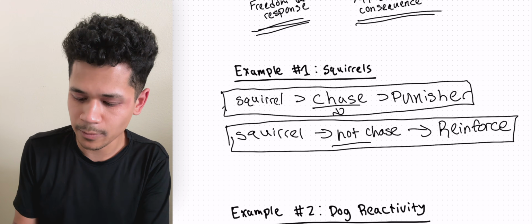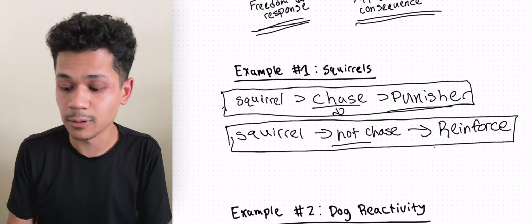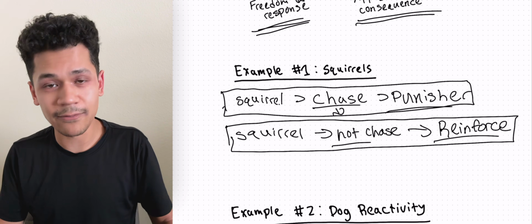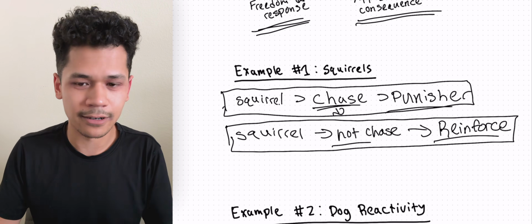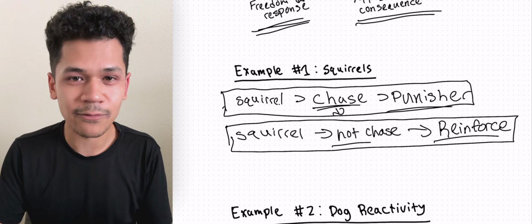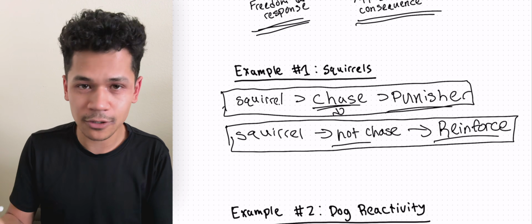The mistake a lot of people make is they don't actually punish the behavior, or they don't actually reinforce the proper behavior afterwards, or they don't completely eliminate the chasing, and so on and so on, okay? But this isn't a video about how to fix squirrel reactivity. That'll be a future video, okay? But hopefully you can get the picture here.